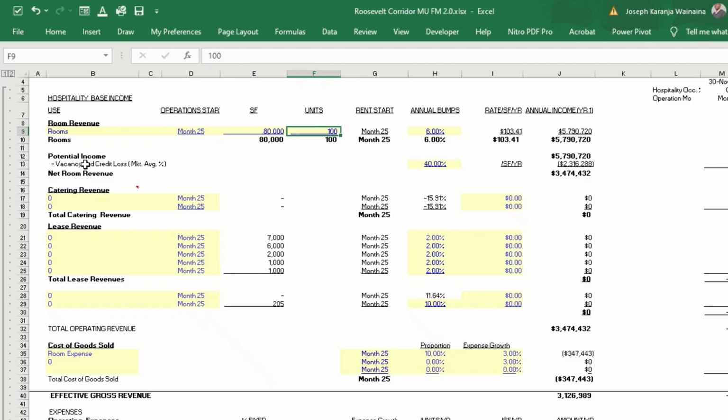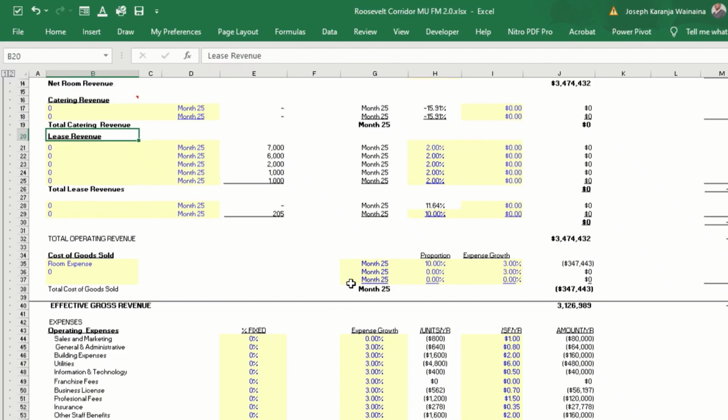We can see here the vacancy section and the credit loss, which is netted against the total revenue. I also have the specific revenue items. The room revenue is the first one. We also have the catering revenue. We also have the lease revenue.